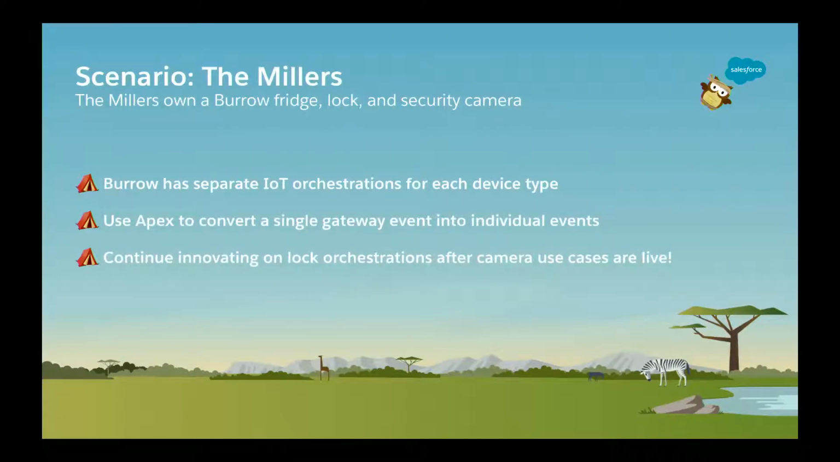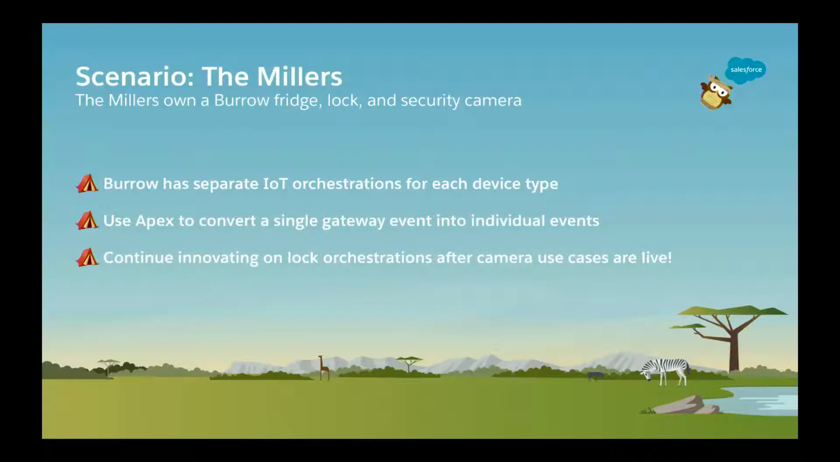There's a family called the Millers, and they are getting really excited about all the Burrow home technology. So they decided to start out with 3 devices. They bought a connected fridge, a connected lock, and a connected security camera. And Burrow went ahead and has IoT orchestration set up inside Salesforce. This is the brains of the operation that does all the interesting action.